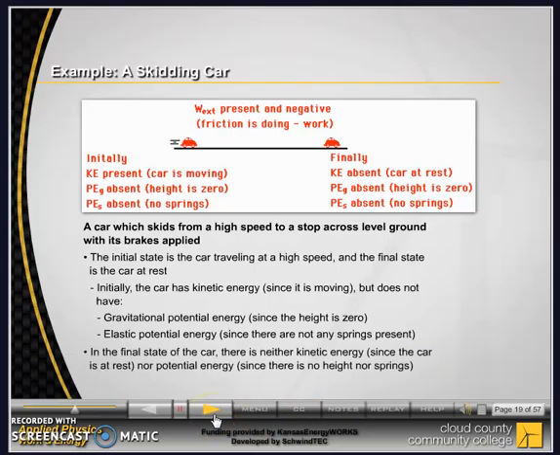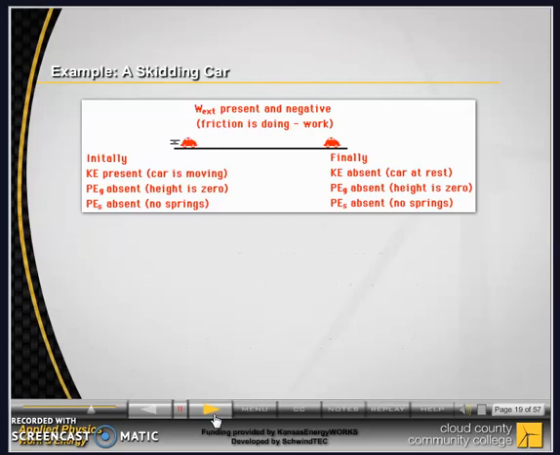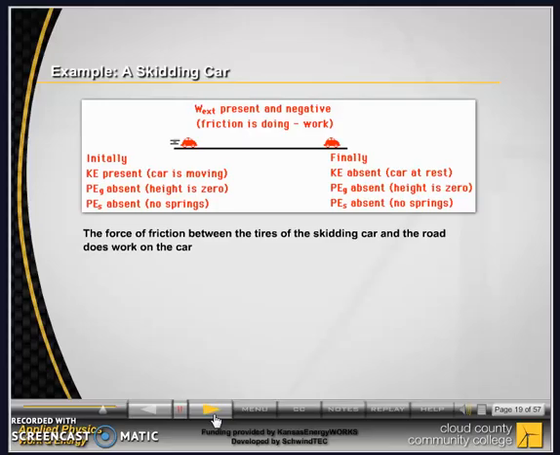In the final state of the car, there is neither kinetic energy, since the car is at rest, nor potential energy, since there is no height nor springs. The force of friction between the tires of the skidding car and the road does work on the car. Friction is an external force. Friction does negative work since its direction is opposite the direction of the car's motion.